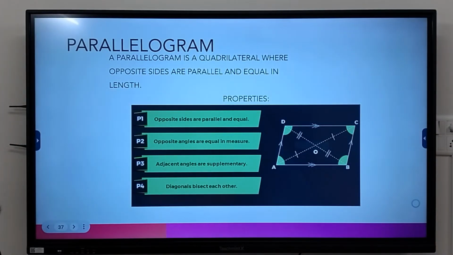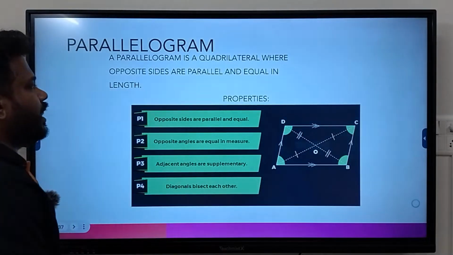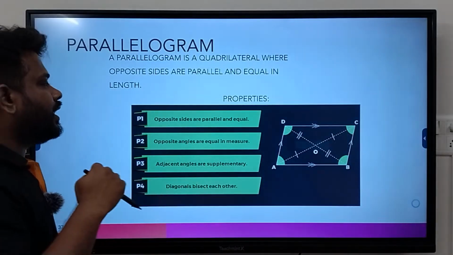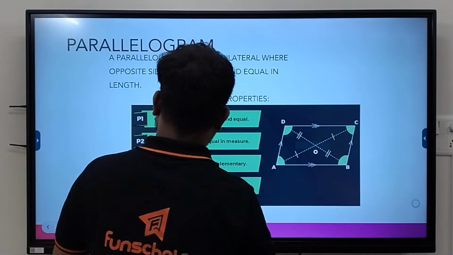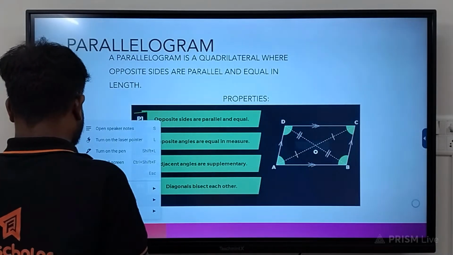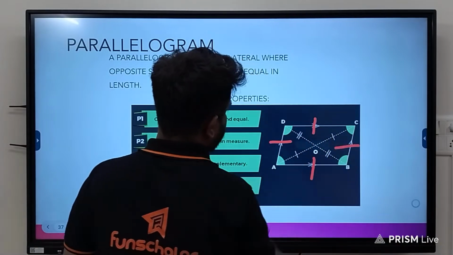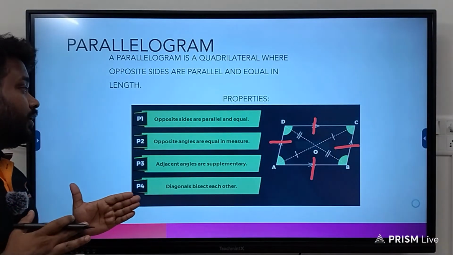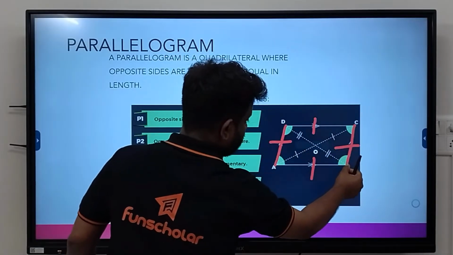Now next, let's start from parallelogram. A parallelogram is a quadrilateral where opposite sides are parallel and equal in length. I am telling you that this side is parallel to this side, and this one is parallel to this one. Opposite sides are parallel and obviously equal, just like this one will be equal to this one.